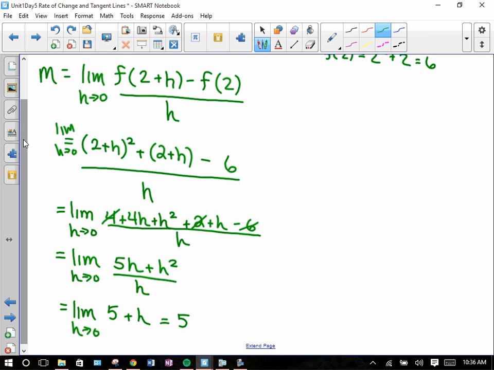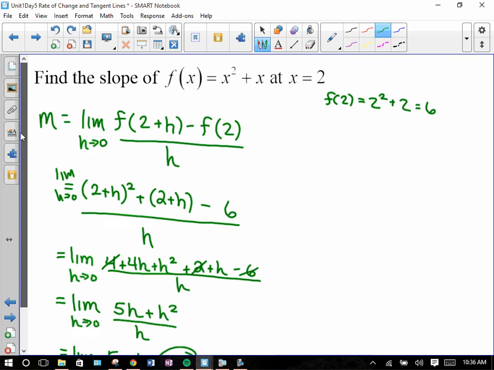So what we're saying here is this. The slope, m, the slope at x equals 2 is 5. Alright, the slope at x equals 2 is 5. Make sense?